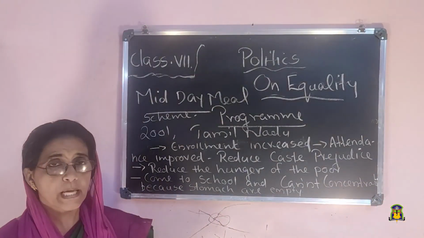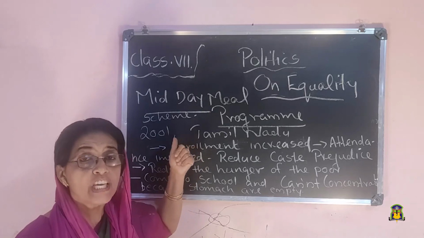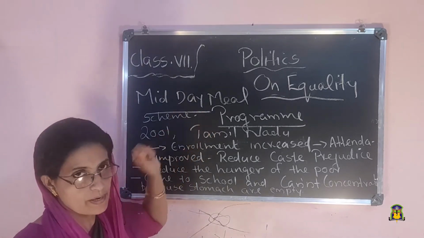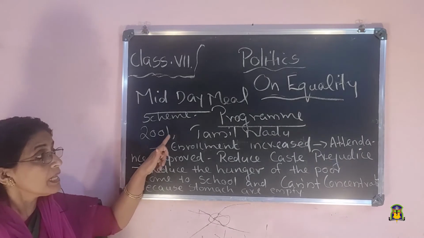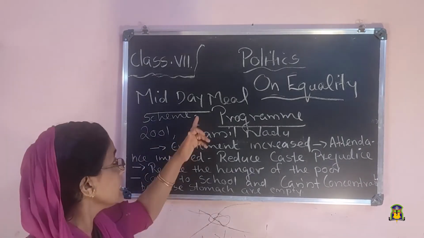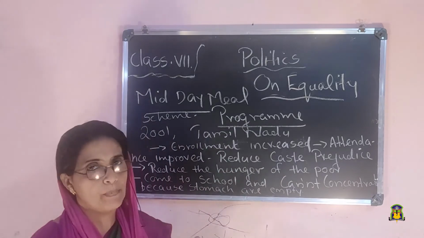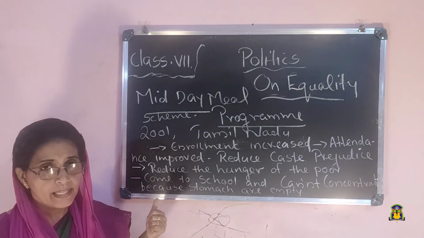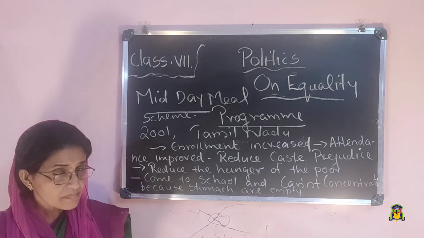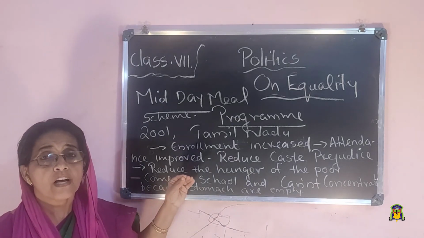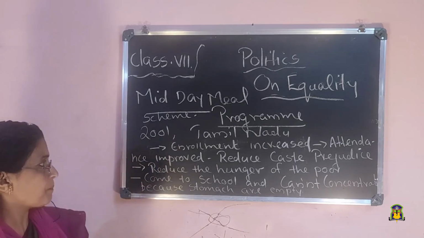One of the most important steps taken by the government to ensure equality is the midday meal program. It was started in 2001. Tamil Nadu was the first state which introduced this midday meal program. Then, what do you mean by this midday meal program? This means providing the children of all elementary schools with a cooked lunch. It was a great benefit from the government because there are certain benefits of this program.